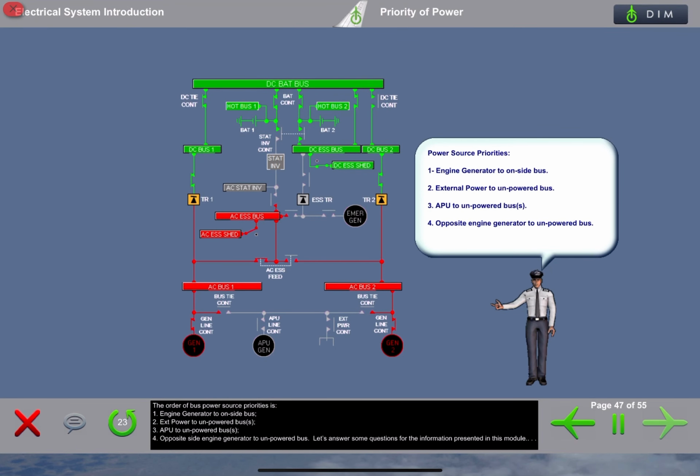The order of the bus power source priorities is: 1. Engine generator to on-side bus. 2. External power to unpowered bus or buses. 3. APU to unpowered bus or buses. 4. Opposite side engine generator to unpowered bus.